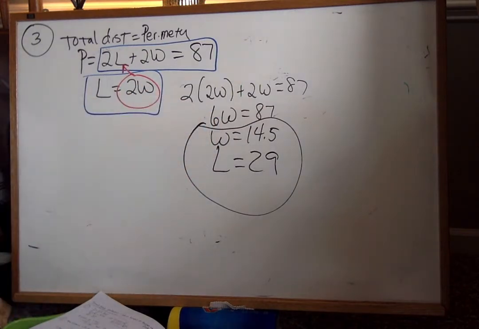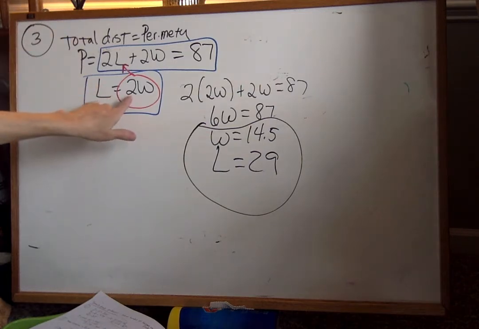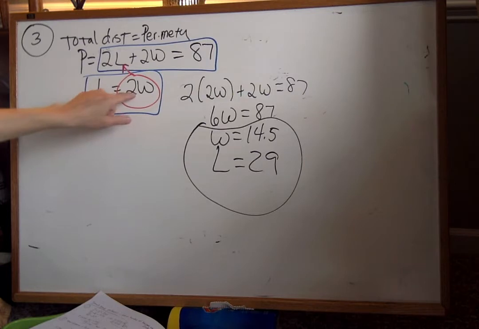I find when students are doing this in the classroom, they forget the perimeter formula, and again, they get a little confused as to where the 2 is going, but those are usually the only issues on number 3.